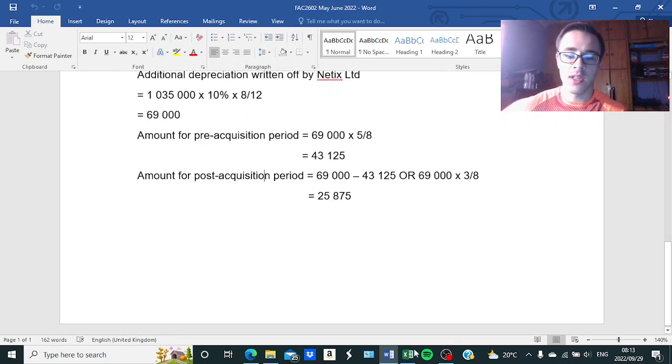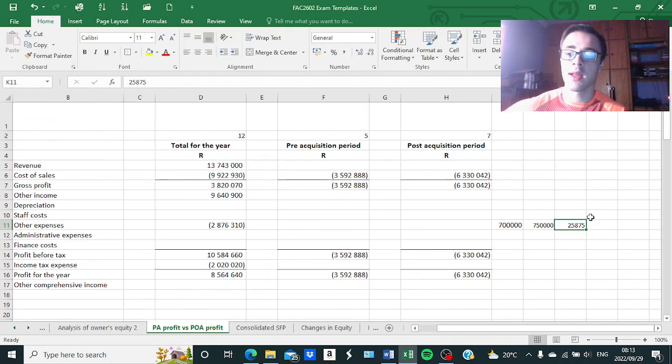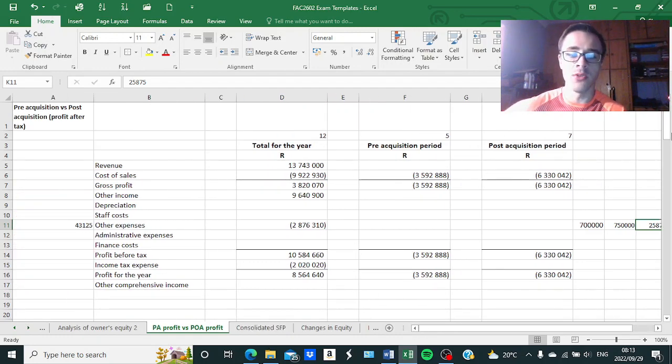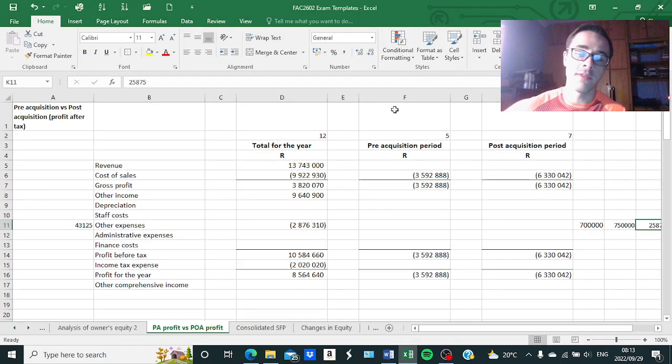So the amount that must go to the pre-acquisition period is 43,125, and the remaining amount will go to the post-acquisition period, that being the 25,875. The reason why we do this is that we cannot split this amount evenly between the two periods. A certain portion was incurred in the pre-acquisition period and the other portion in the post-acquisition period, and we need to include it as such in our calculation of the pre-acquisition and post-acquisition profits.